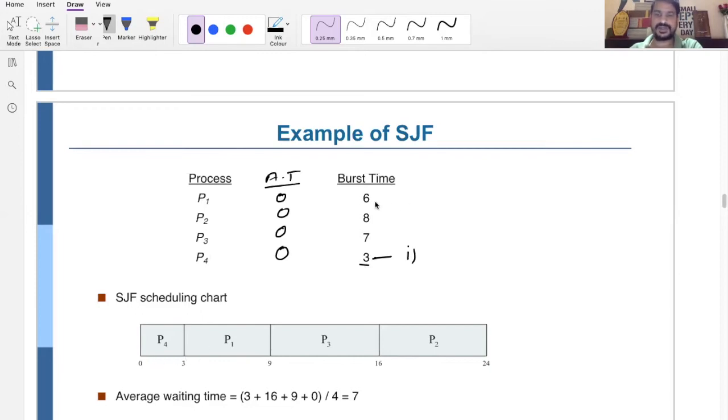After finishing, which are left? So we have P1, P2, and P3 left. Which has the least burst time? So definitely we'll find that 6 has the least burst time. So now the CPU goes next to P1 of 6 units of time. It will start at 3, execute 6 units, and complete the execution at 9 units of time.